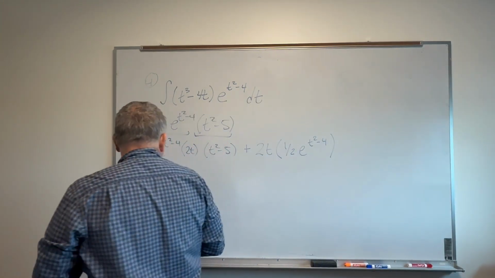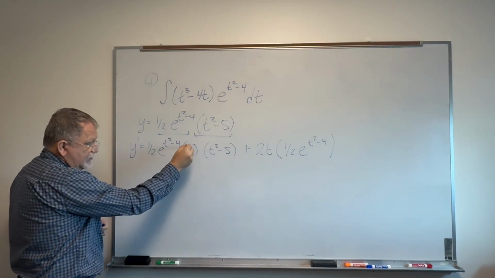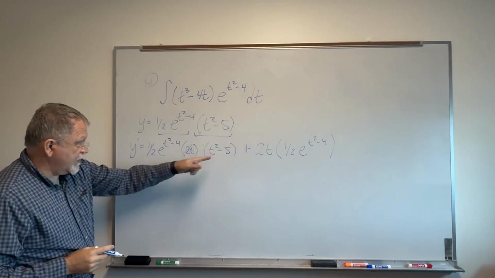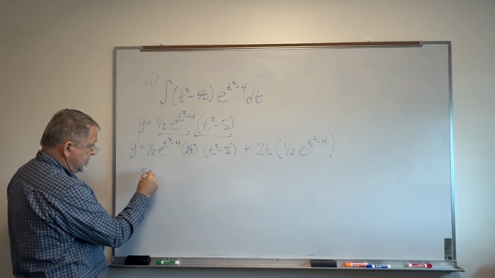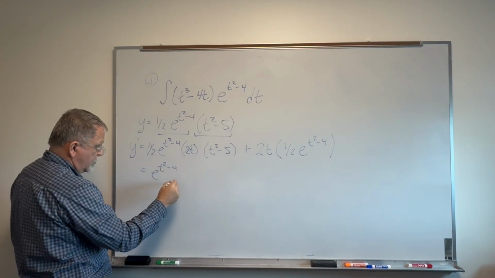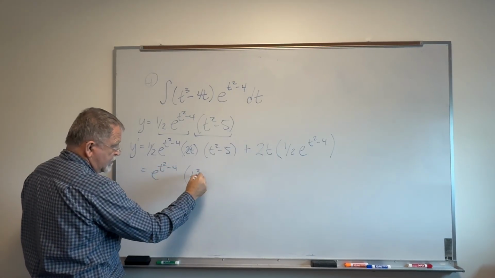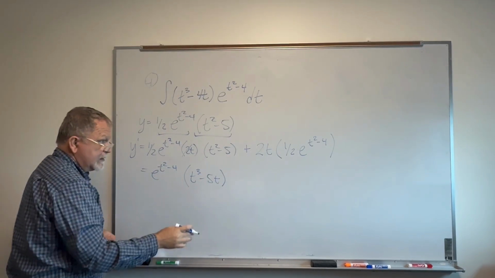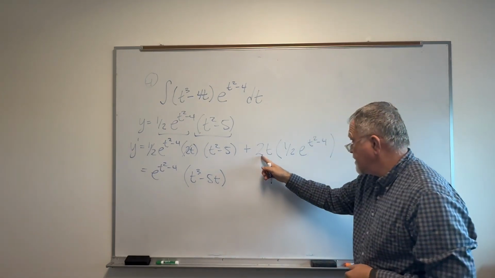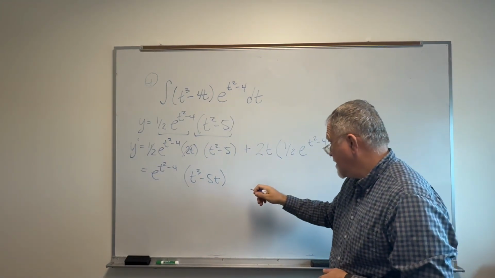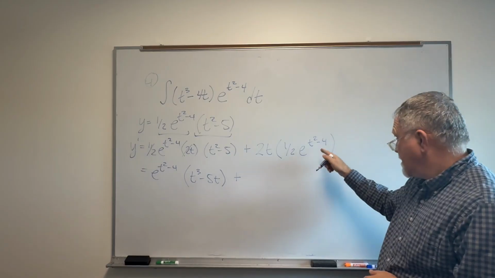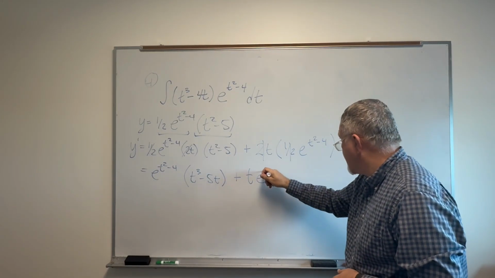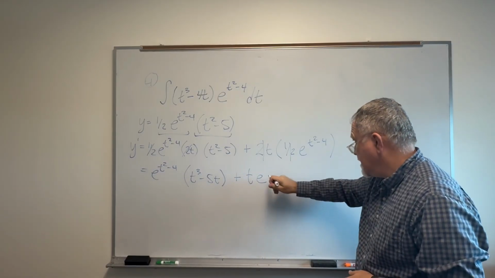So let me see if anything nice happens. Well, this 1/2 and that 2 cancel out. That's nice. I can go ahead and distribute this t through there. So I'll go ahead and do that. So I get e to the t squared minus 4 times t cubed minus 5t. So that's what I've got on that piece. Over here, the 2 and the 1/2 are going to cancel. I get a plus here, and so those are canceling, plus t e to the t squared minus 4.